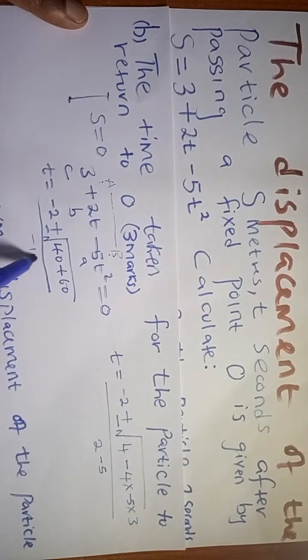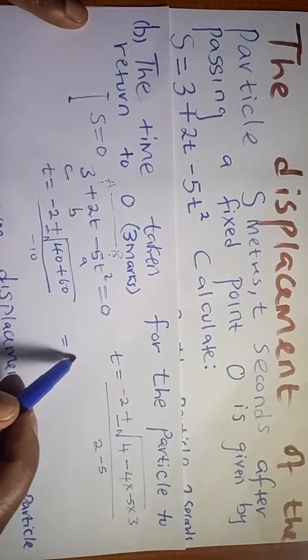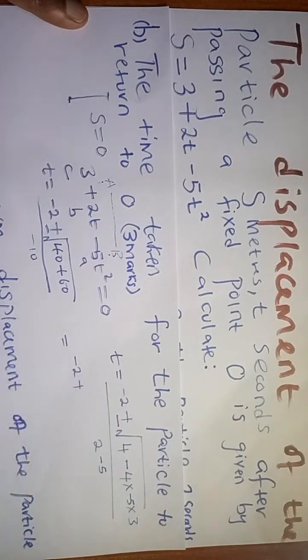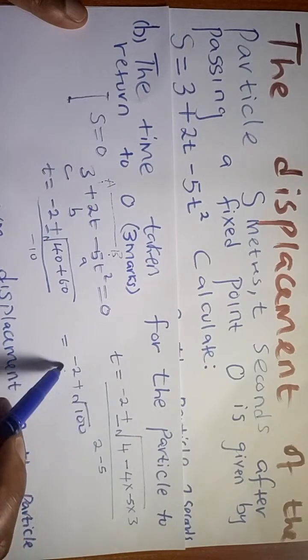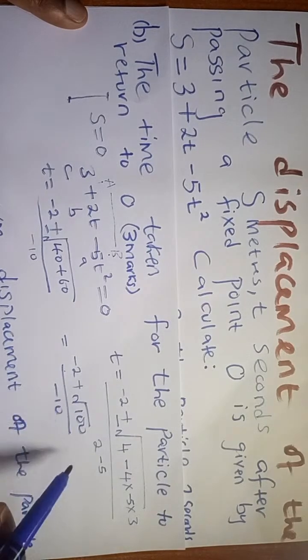10, and then from there we have negative 2 plus or minus 40 plus 60 is 100, so the square root of 100 divided by negative 10.